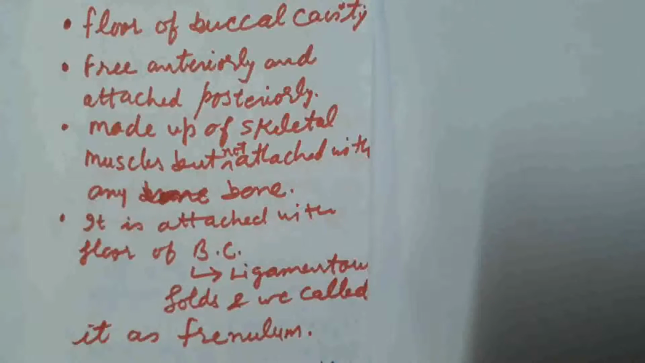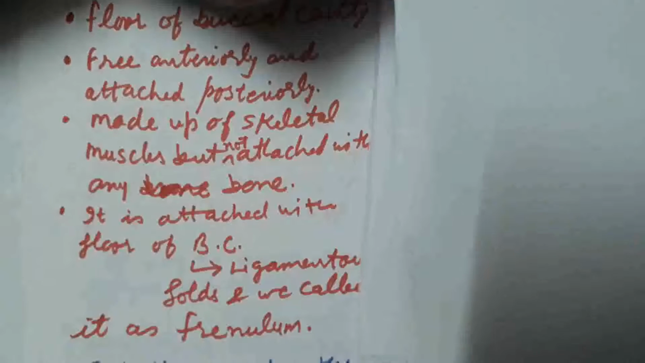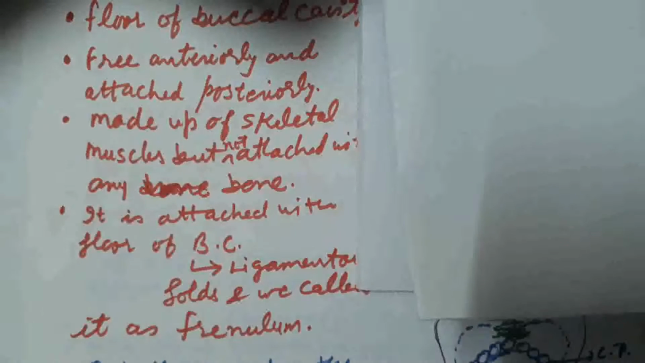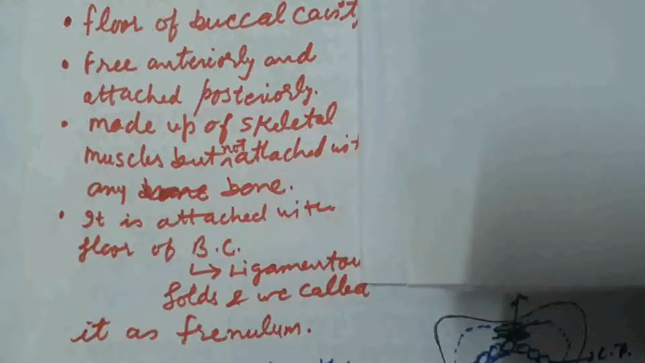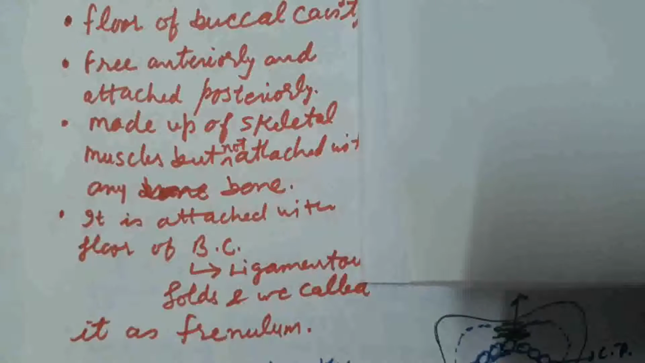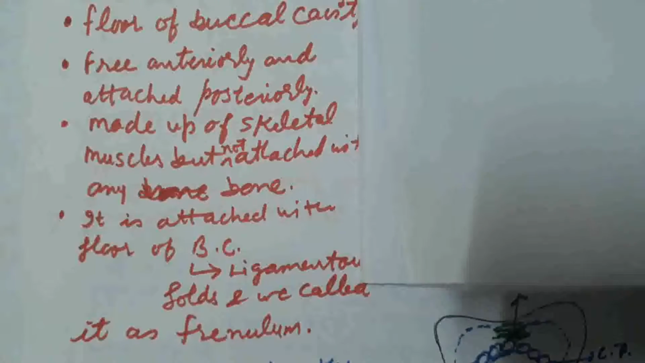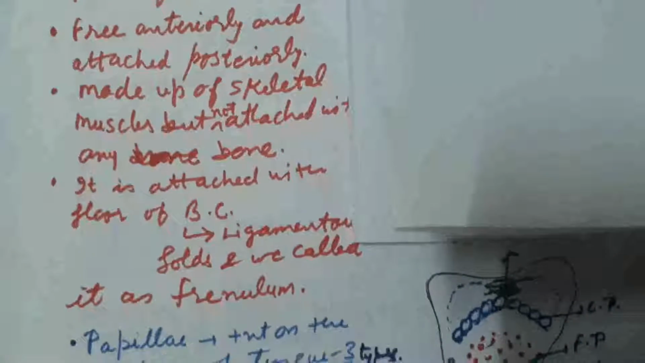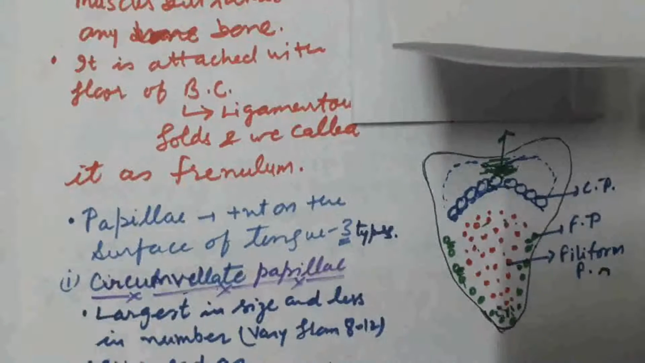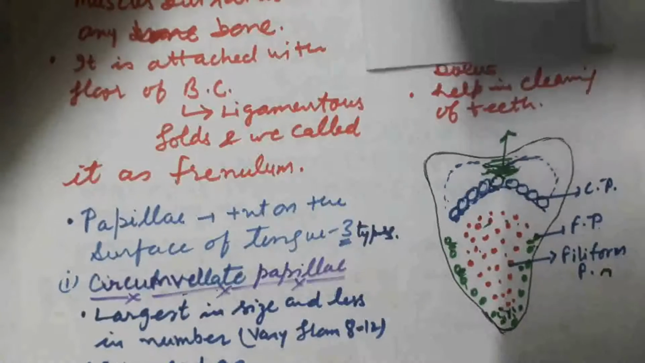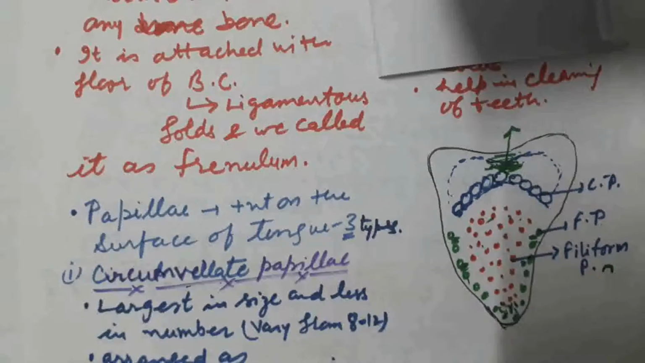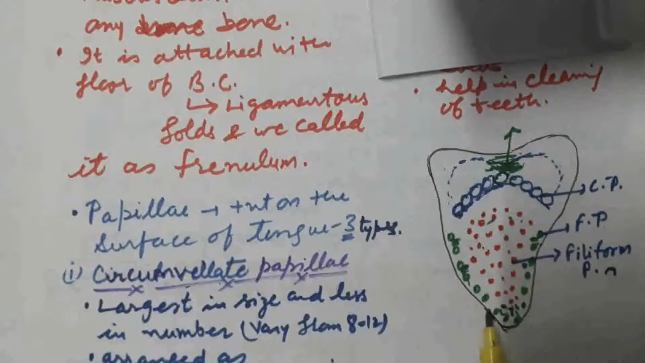If I draw the structure of a tongue, from its anterior surface it is narrower, or the tip of the tongue is narrower, and the posterior surface of the tongue is broader. The structure is like that: broader at the posterior end and narrower towards the tip.